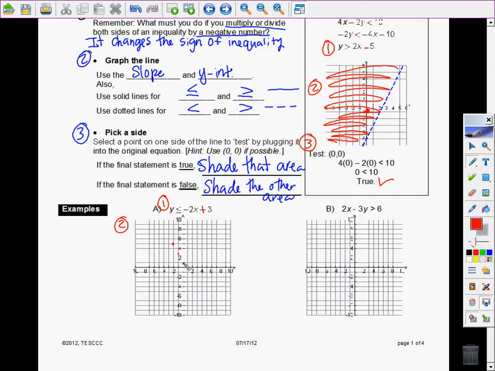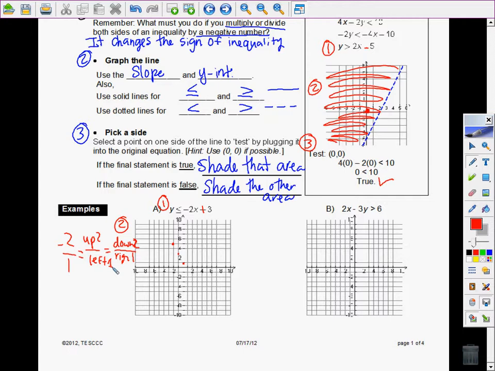When you have -2 over 1, the negative underneath tells me I have to do 2 things. I'm going to go up 2, left 1. And I'm also going to have to go down 2, right 1. That's what that means. Okay, so I'm going to go up 2, left 1, down 2, right 1.